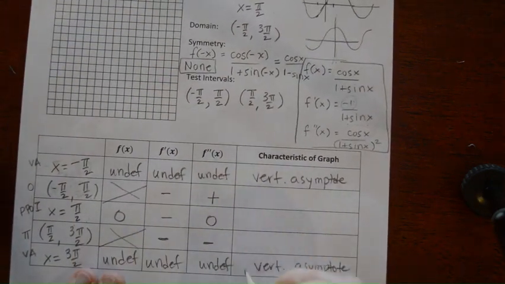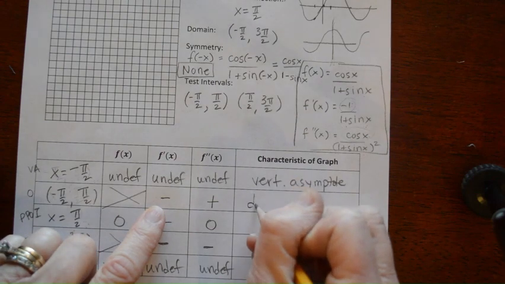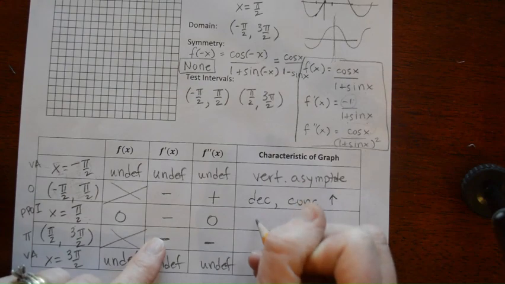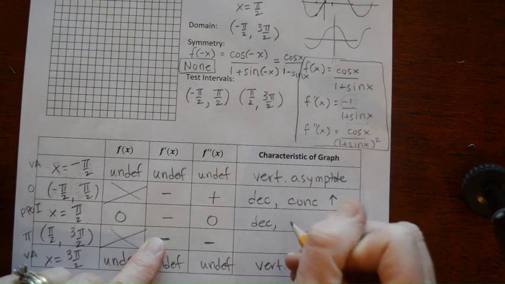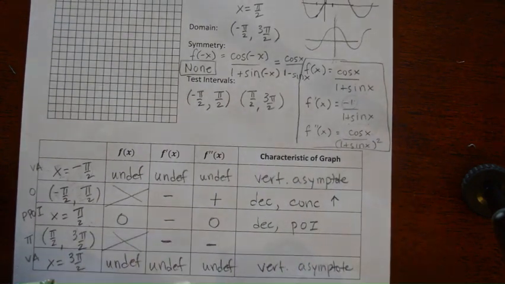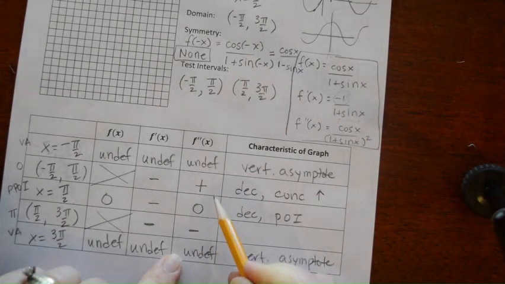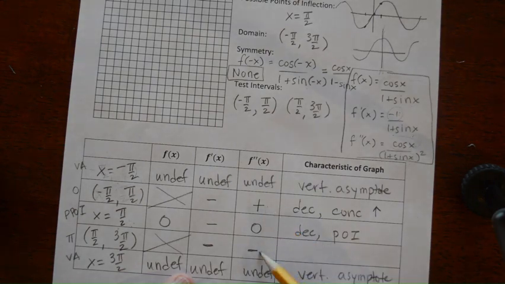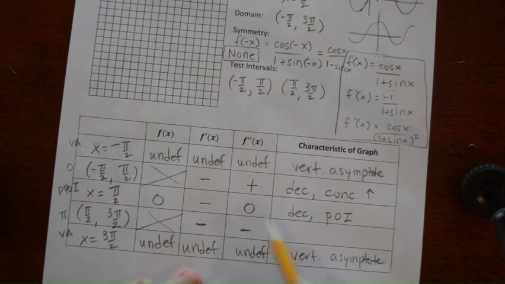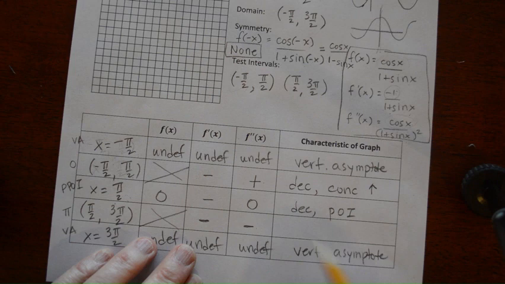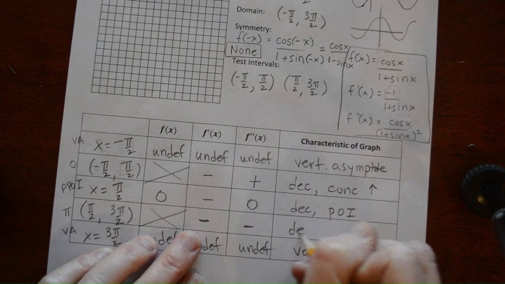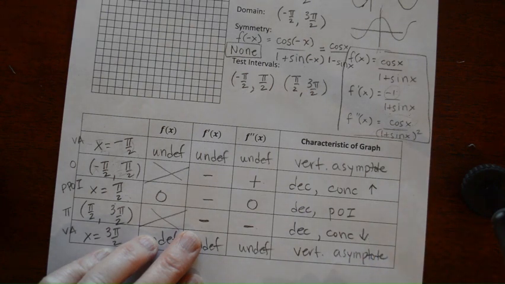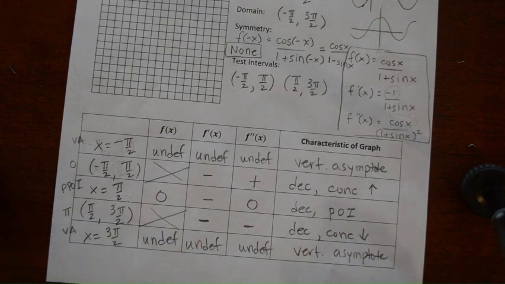Okay, so then let's make our conclusion. So this is decreasing, concave up. This is decreasing, and it's a point of inflection. Again, we know it's a point of inflection because we thought it might be a point of inflection, and we see that it changes from concave up to concave down here. And that's exactly what a point of inflection does. And then this is negative here, so it's decreasing, and then it's concave down. Okay, we're ready to graph.